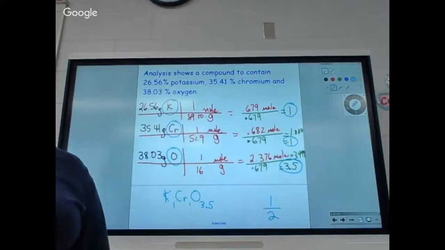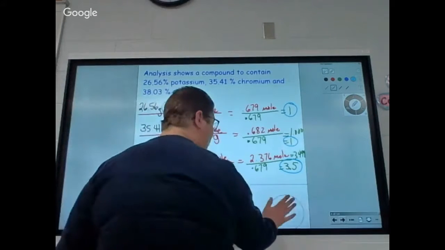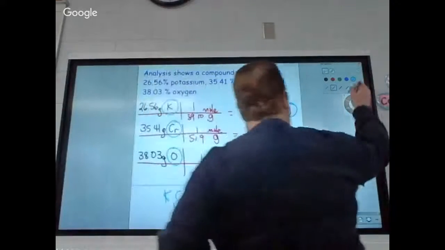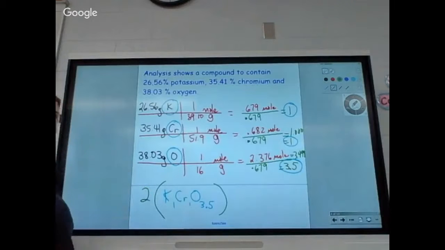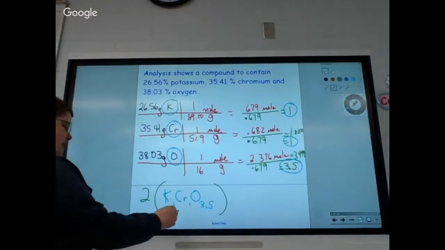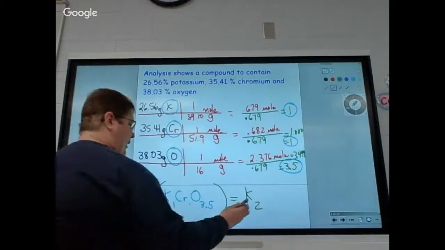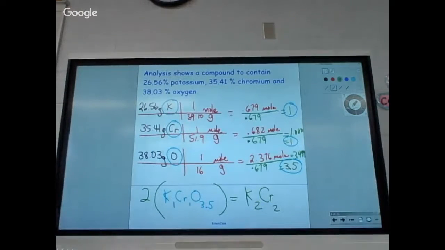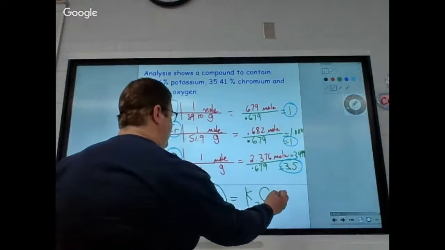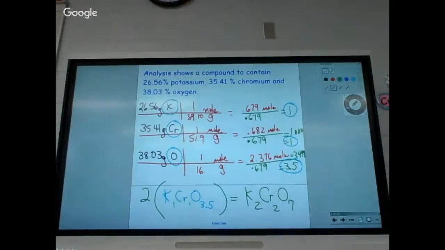Add another half to it? No, you've got to multiply by something. By what? Multiply by 2, or the reciprocal. Okay, that's the right word, reciprocal. So, what's the reciprocal of a half? You multiply by 2. So 2 times 1 is what? So you get K2. 2 times 1 is? So CR2. Now you might need a calculator for this one. 2 times 3.5 is? 7. And there's your formula.